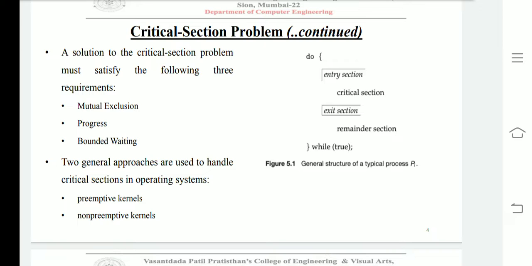Two approaches are used to handle the critical section in an operating system. The first is the preemptive kernel and the next is the non-preemptive kernel. A preemptive kernel allows a process to be preempted while it is running in kernel mode. A non-preemptive kernel does not allow a process running in kernel mode to be preempted until it exits kernel mode or gets blocked.